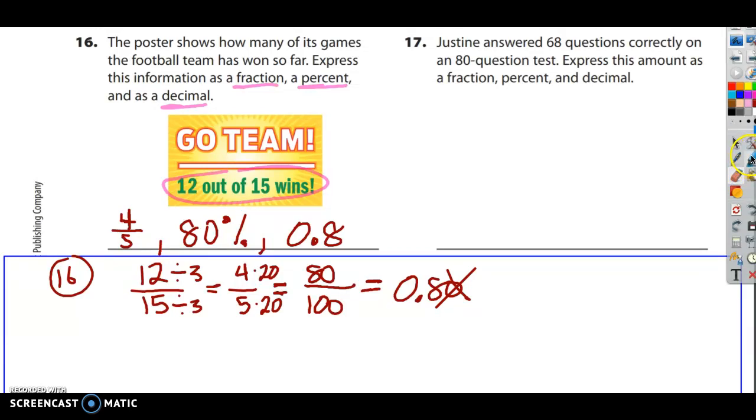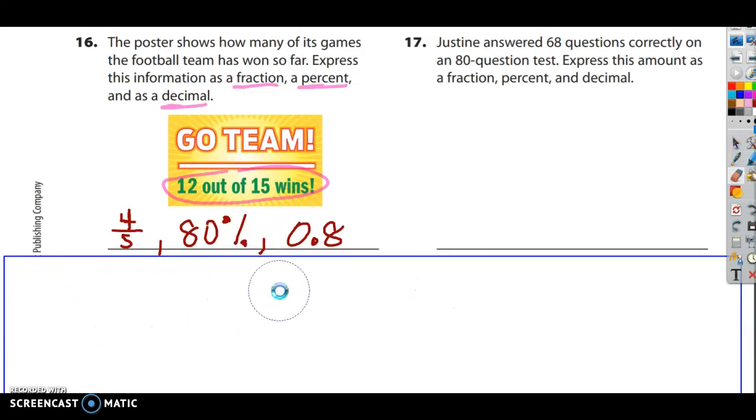All right, let's check out number 17. It's going to be a very similar problem as number 16. They don't give us an image, but that's okay. Number 17 reads, Justine answered 68 questions correctly on an 80-question test. This was her score, 68 out of 80. Express this amount as a fraction, a percent, and a decimal.